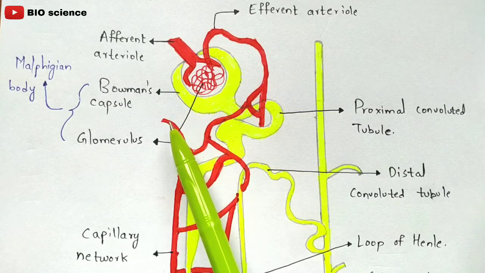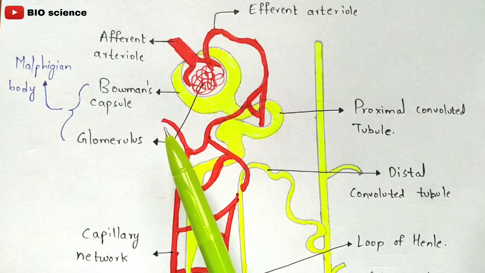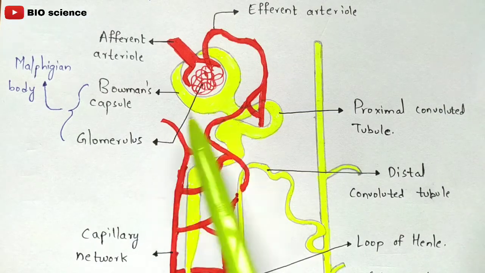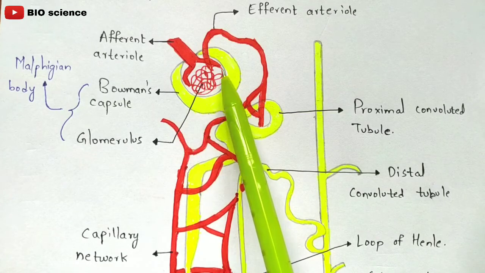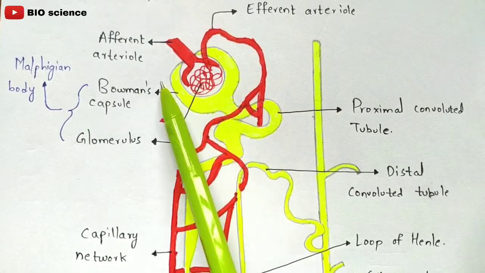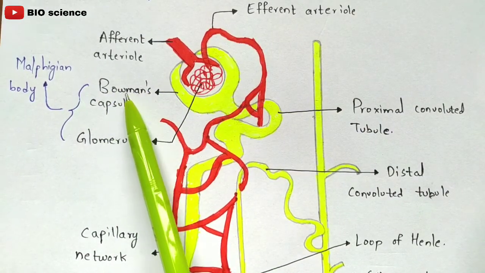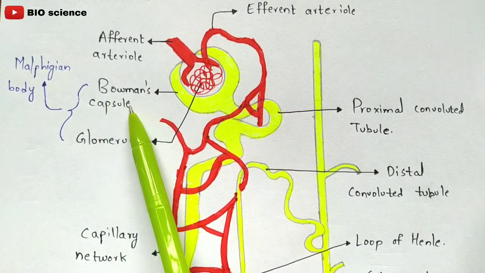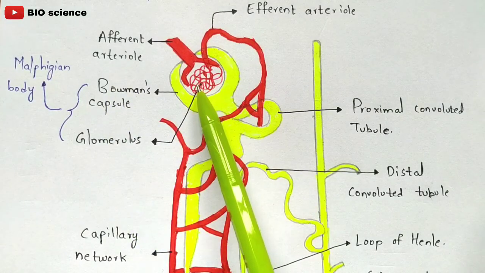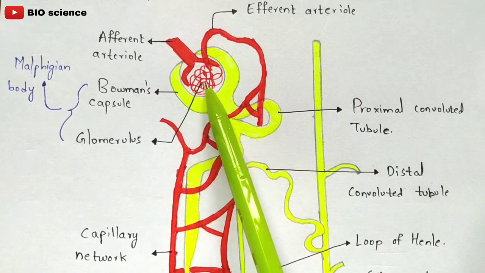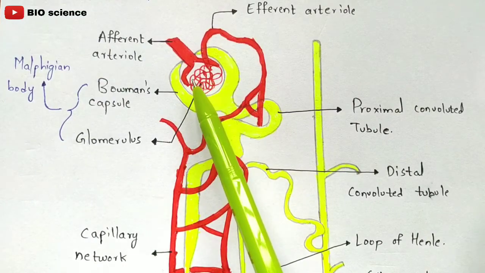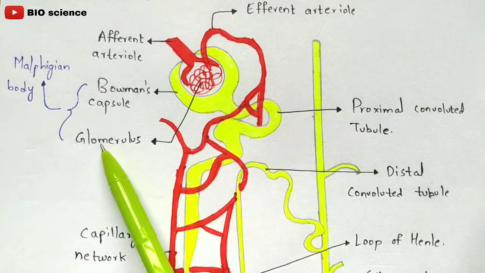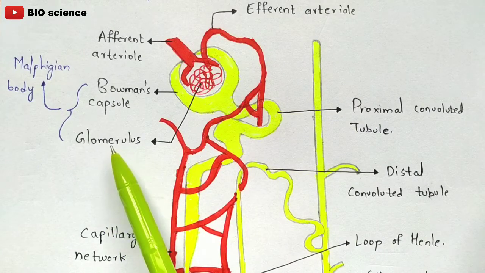Now, there are two parts, the Malpighian body and the renal tubule. Coming to the Malpighian body, at the top of this nephron there is a cup-like structure. It is very broad, and this cup-like structure is called the Bowman's capsule. We have to remember this name, Bowman's capsule. Inside this Bowman's capsule there is a bunch of blood capillaries, which I have shown in red. This bunch of blood capillaries is called the glomerulus.